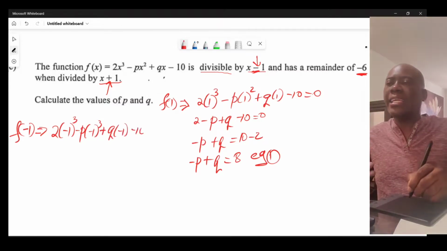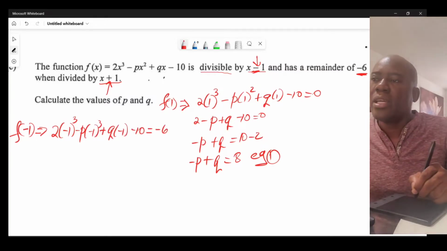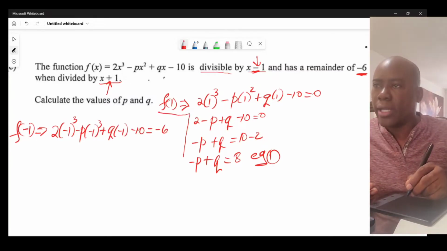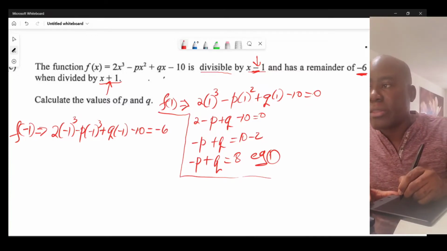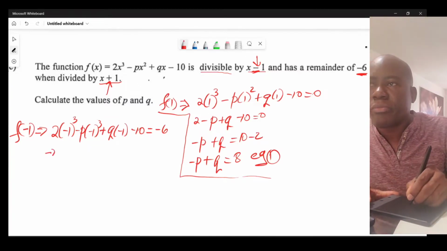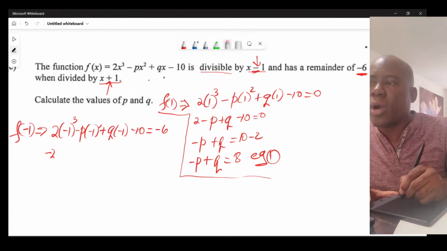So the idea here is saying that if we evaluate negative 1 here, we will get negative 6. So let's go. Negative 1 to the third is negative 1 times positive 2, that's negative 2. All right guys, I think I made a slight error here. This is a 2. All right, so we're good. So this is going to give me a positive 1. So I'm still going to have negative p right there, and this is going to give me a negative q right there. This is going to give me a minus 10, and this is going to equal negative 6.